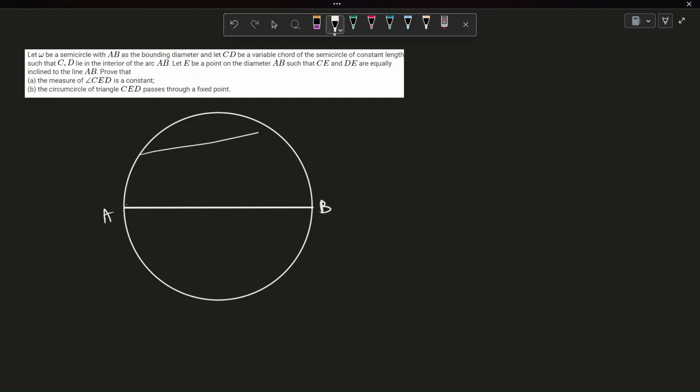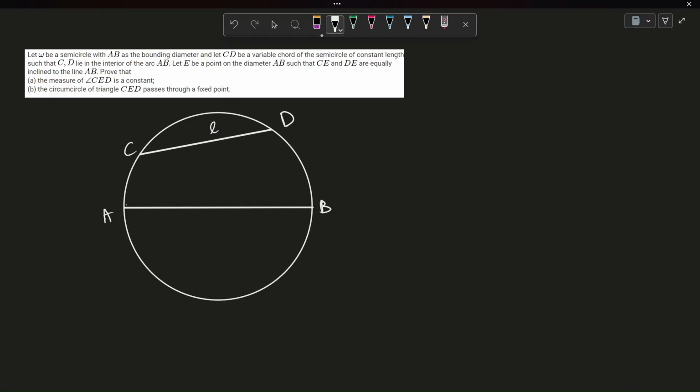So what this means is that we will draw a chord, sorry, CD, and this is a constant length L. So basically we are taking a variable chord, which means that this could be the diameter or this could be the chord or this could be the chord, and all of them should have length L, and we could have named each of them CD. So let's first take one of the chords and focus on it.